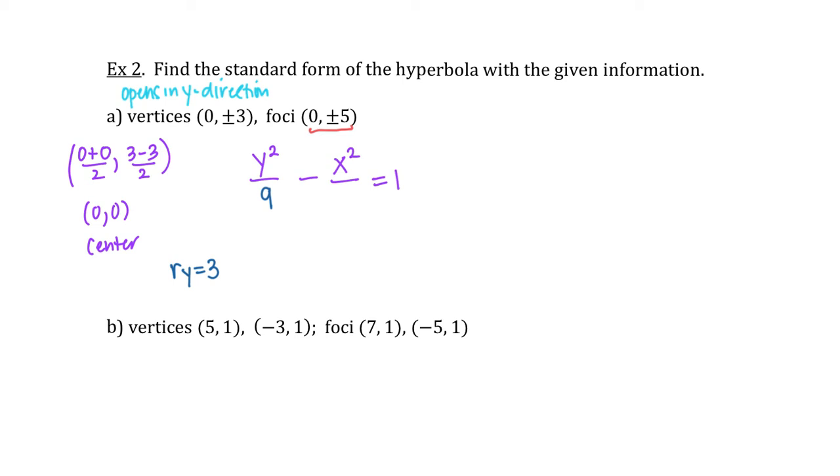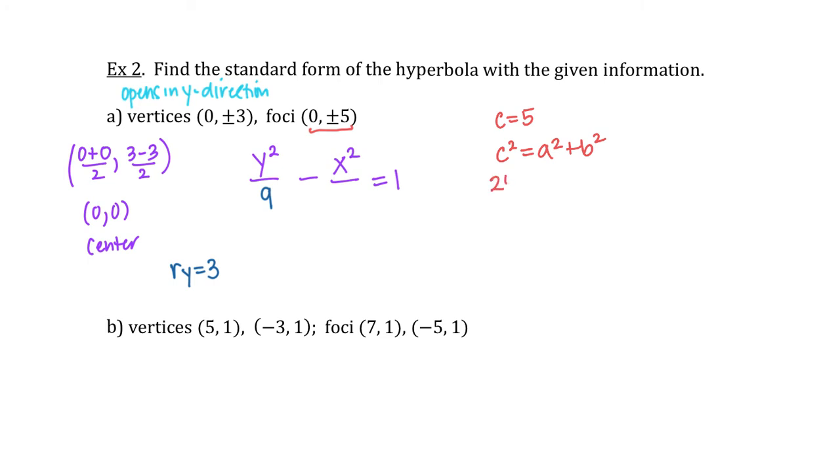Okay, the foci are at 0, 5, and 0, -5. Because the center is at 0, 0, and the foci is at 0, 5, it must be true that the focal radius is 5. I don't want the focal radius, though. I want the y radius. But I know that for a hyperbola, c squared equals a squared plus b squared.